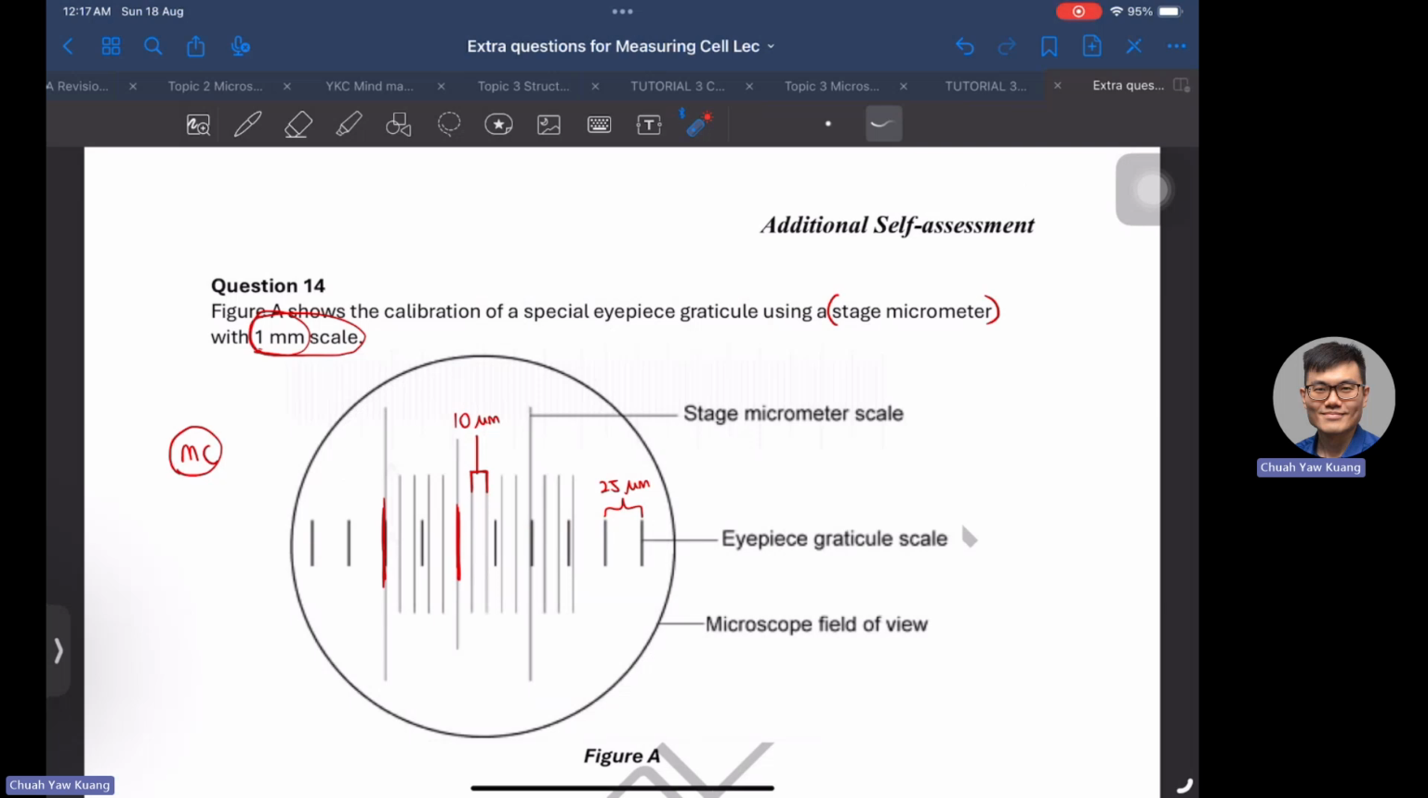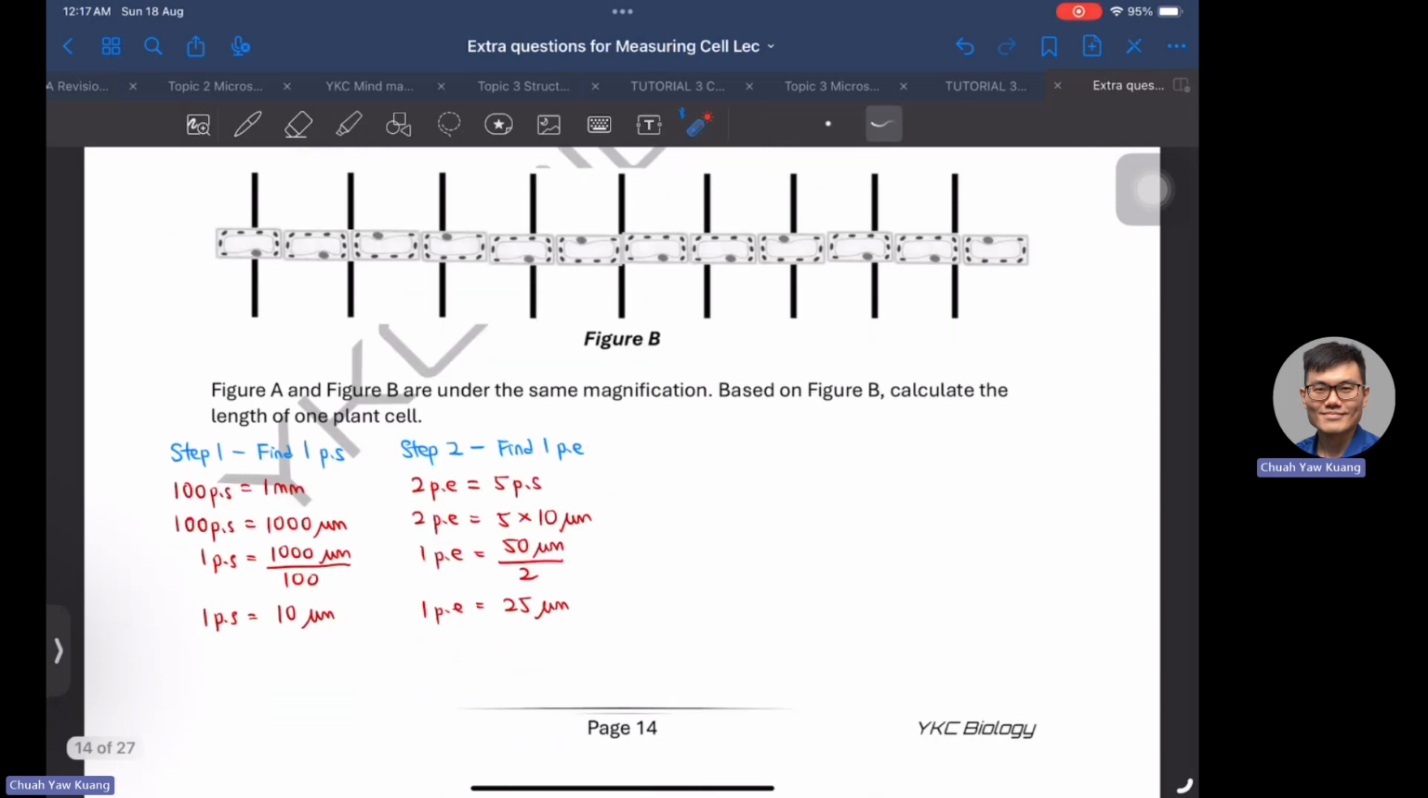Sometimes the questions will ask in this type of situation, using a special eyepiece reticule or sometimes a special stage micrometer. So we have to be alert when it comes to this type of question. Next we will continue with step number 3. Step number 3 is where we use the eyepiece reticule to measure the cell.